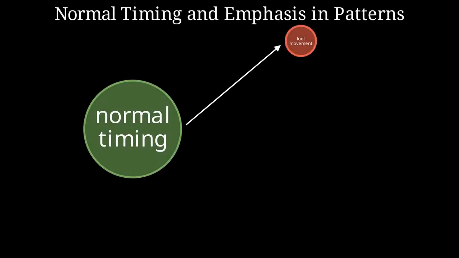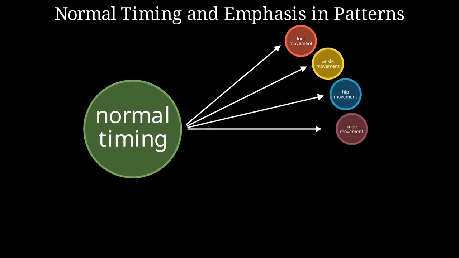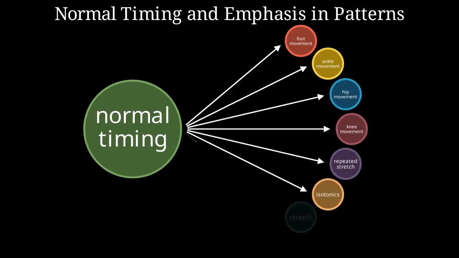Normal timing in lower extremity patterns starts with movement at the foot and ankle, followed by the hip and knee. Emphasis can be placed on specific components using techniques like repeated stretch and combination of isotonics. Stretch is used only when necessary to facilitate movement, starting with elongation of the distal component.